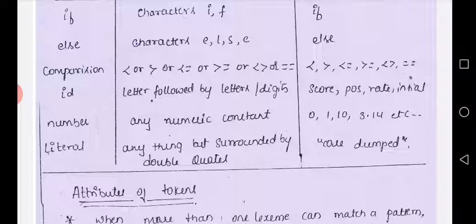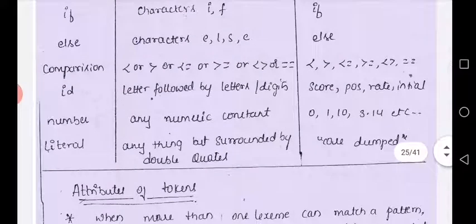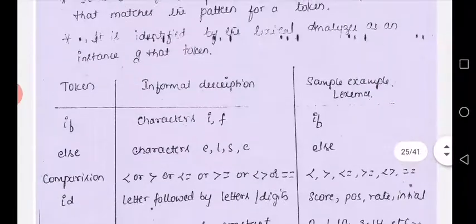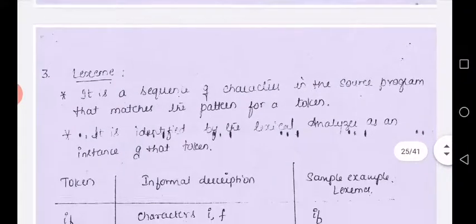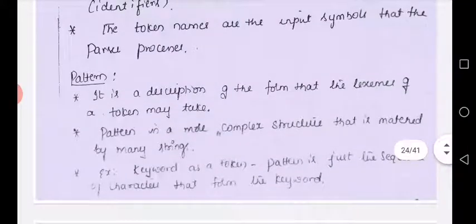So that is the string we have within a double quote. Anything surrounded by double quotes, we call it a literal. It won't change. Literal means it won't change; it will be completely fixed. That covers what exactly a token is, what exactly a pattern is, and what exactly a lexeme is.